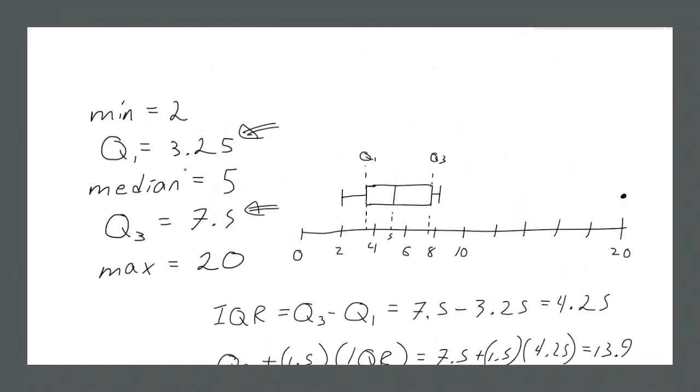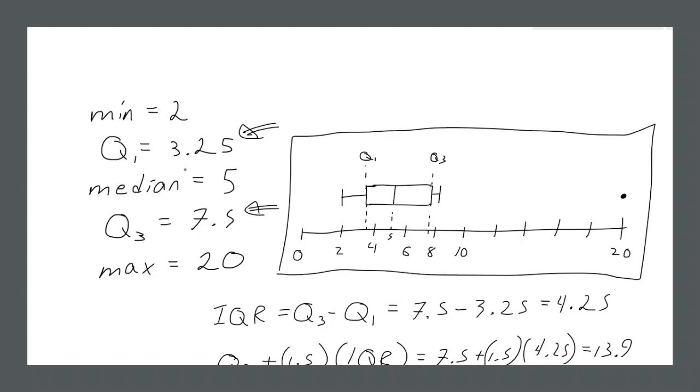So we're done. There is our box plot right here, complete with the check for outliers as well. And that's how you create a box plot from a set of data. So I hope that helps.